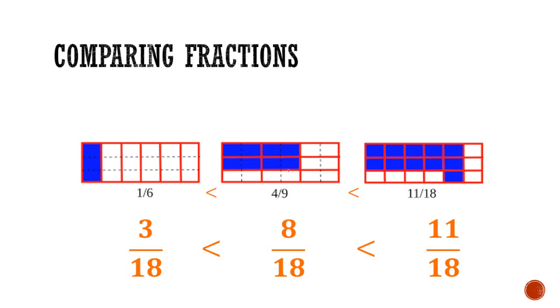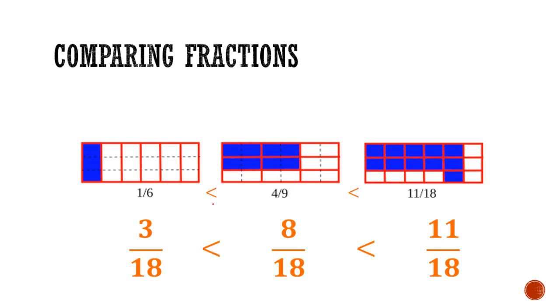In the second diagram, second rectangle, guided by the red lines again, it is now divided into 9 equal parts. Of those 9 equal parts, 4 are shaded blue. So the fraction that represents the parts shaded blue is 4 over 9. And in the third diagram, we divide this rectangle into 18. Of these 18 smaller parts, 11 of them are shaded blue. So the fraction that represents this rectangle is 11 over 18.